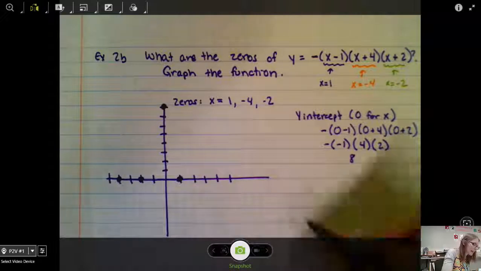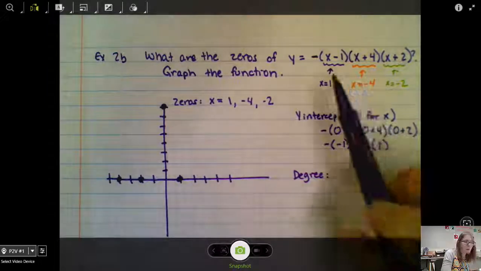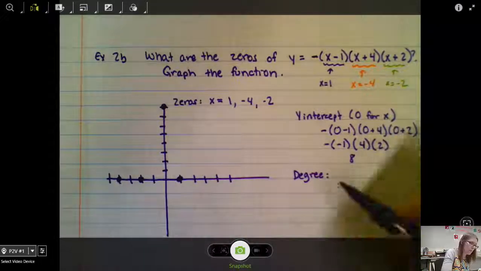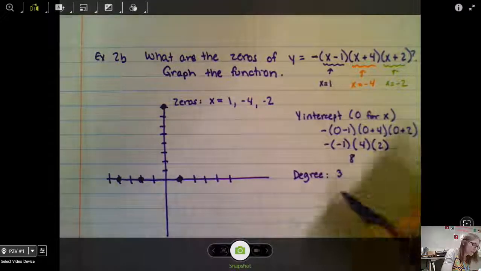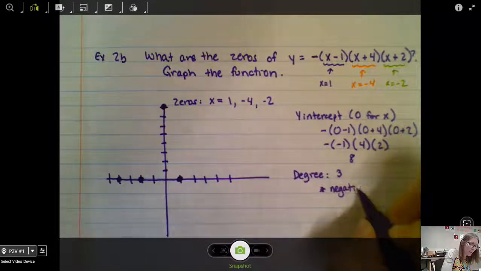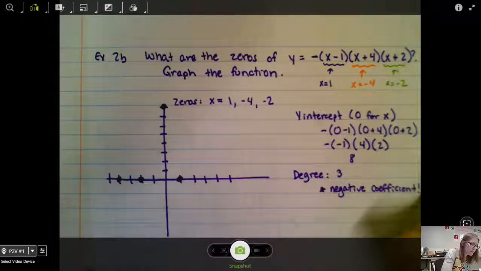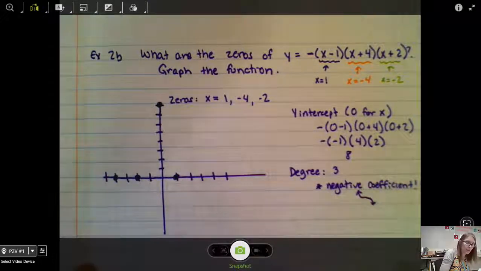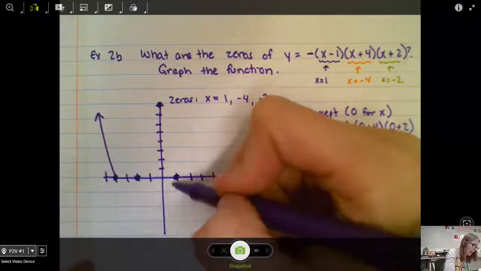And then the last piece is to figure out our degree. So our degree, again, if we were to multiply all of this out, I would end up with an x to the third power somewhere, x times x times x. So my degree is 3. However, I have this negative out front, which means I'm going to end up with a negative coefficient, a negative x to the third. So the ends are really going to look like this. Okay, that left end is going to go up. That right end goes down.